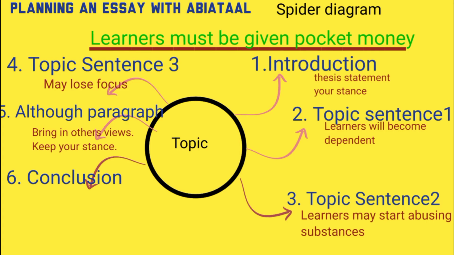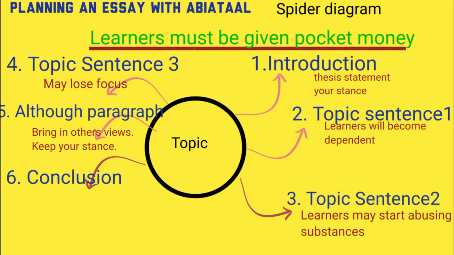Some learners will not even concentrate at school. They will panic when they have pocket money. Some will even dodge and go shopping during the lesson hours. So please go and find more supporting sentences, because I am now moving on to the although paragraph. In the although paragraph, I'm saying bring in others' views but keep your stance. For instance, we can say, while others feel that learners must be given pocket money so that they train themselves on how to budget, we must not confuse things.